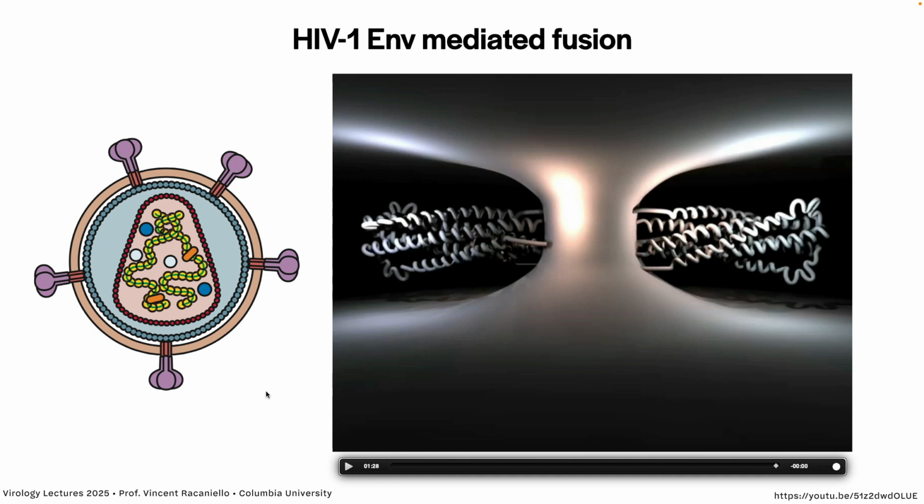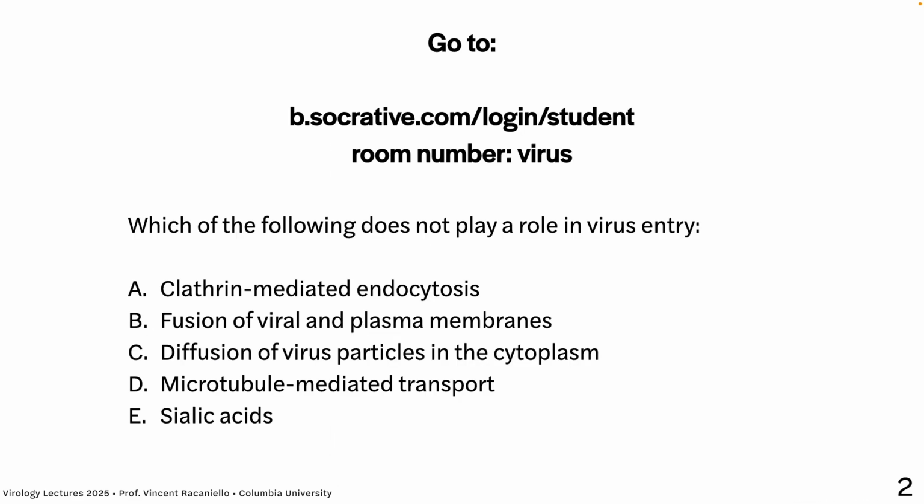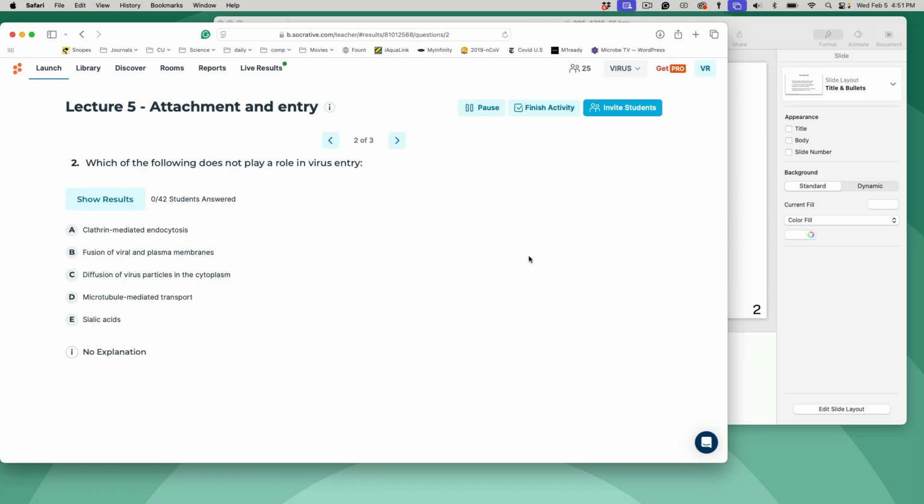You'll see that better with influenza virus. Okay, next question. Which of the following does not play a role in virus entry? Clathrin-mediated endocytosis, fusion of viral and plasma membranes, the diffusion of virus particles in the cytoplasm, microtubule-mediated transport, sialic acids. Which does not play a role in virus entry?